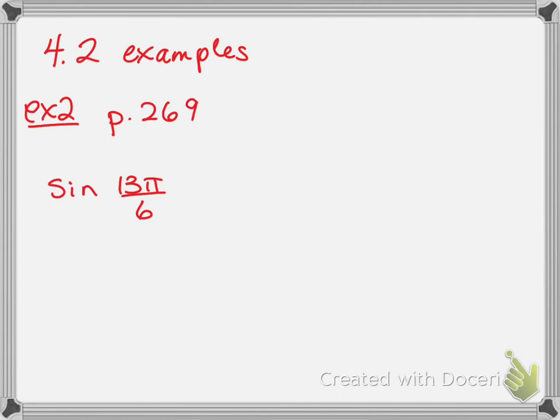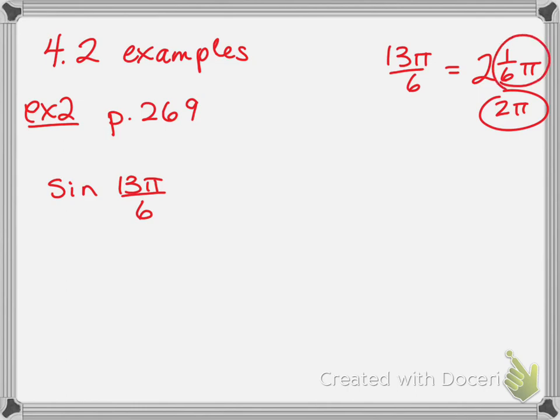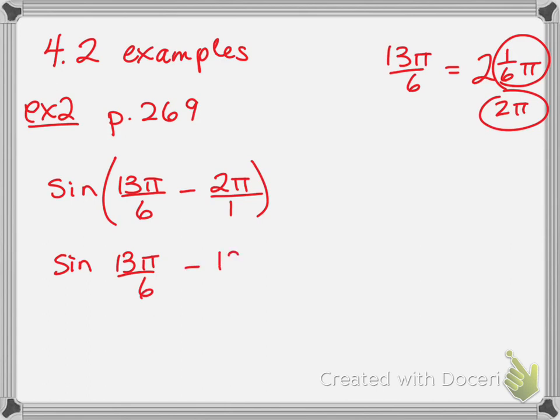Well, I'm in my head thinking that's more than a circle. 13 pi over 6, that's improper, and it's 2 1/6 pi, and 2 pi is a circle, so it's this much over a circle. So if you use the period to evaluate, you can subtract the period of sine, which is 2 pi. So we can subtract that from our given angle, and we would get a common denominator of 6, which would bring us to sine of pi over 6.